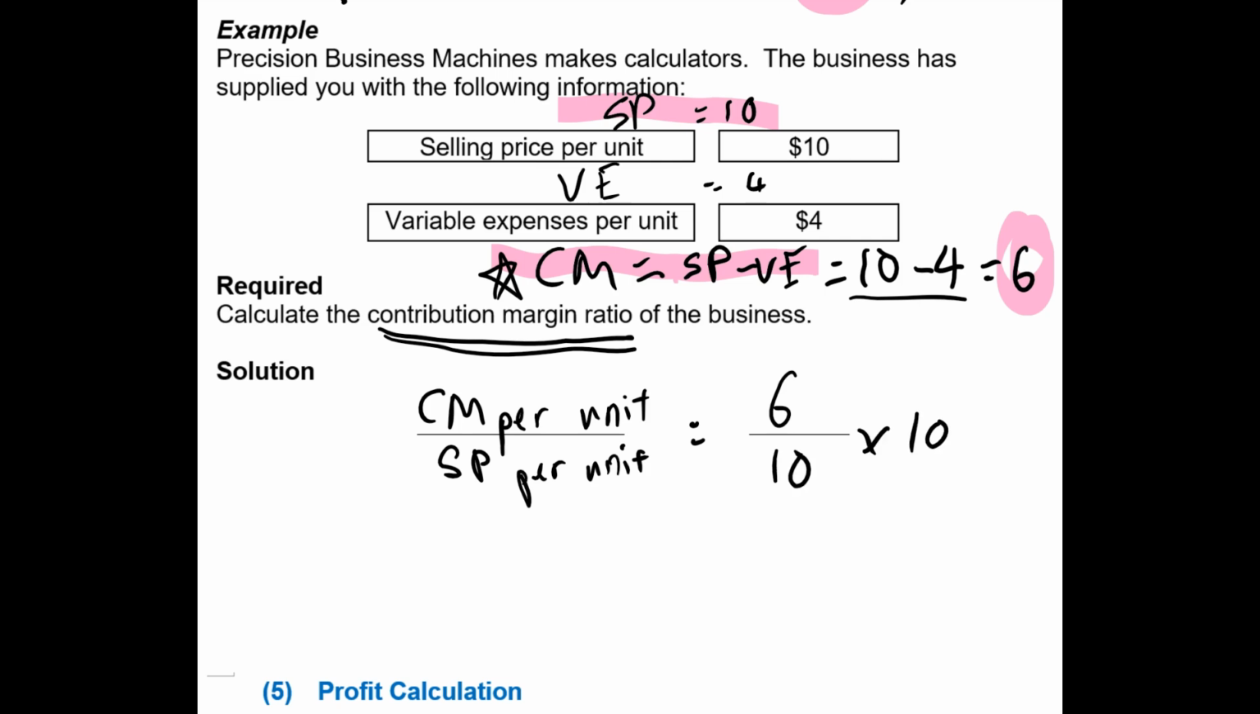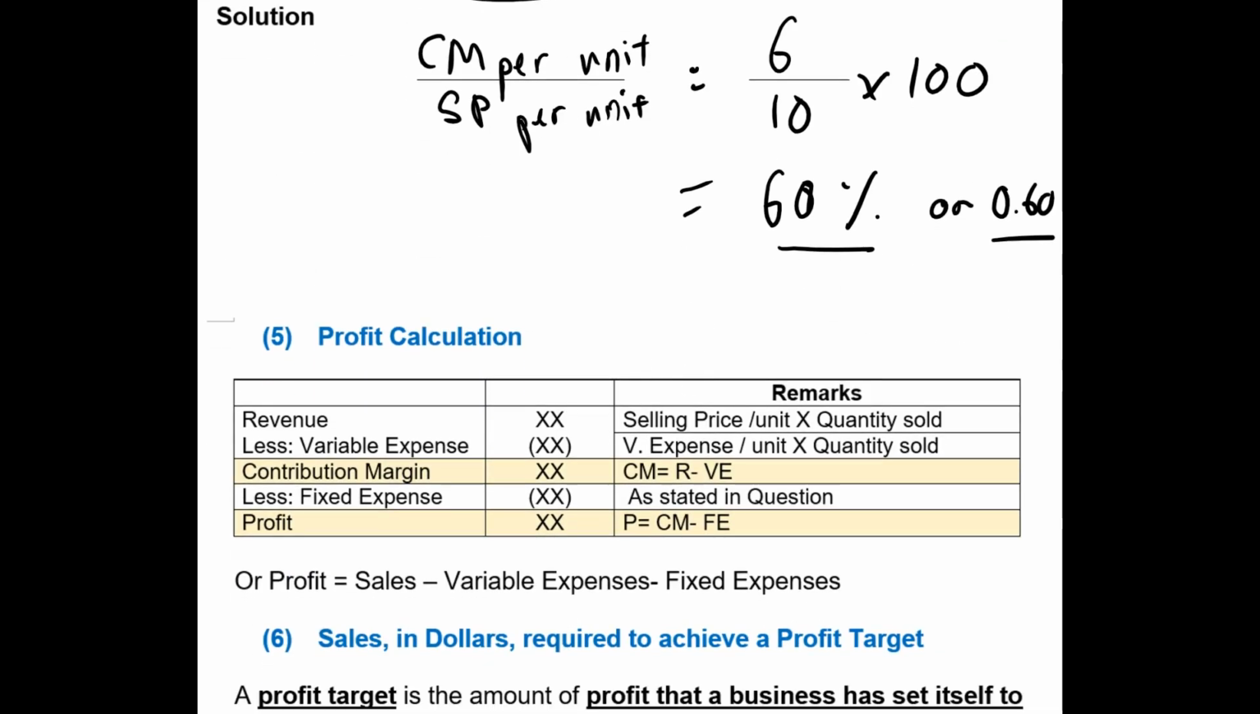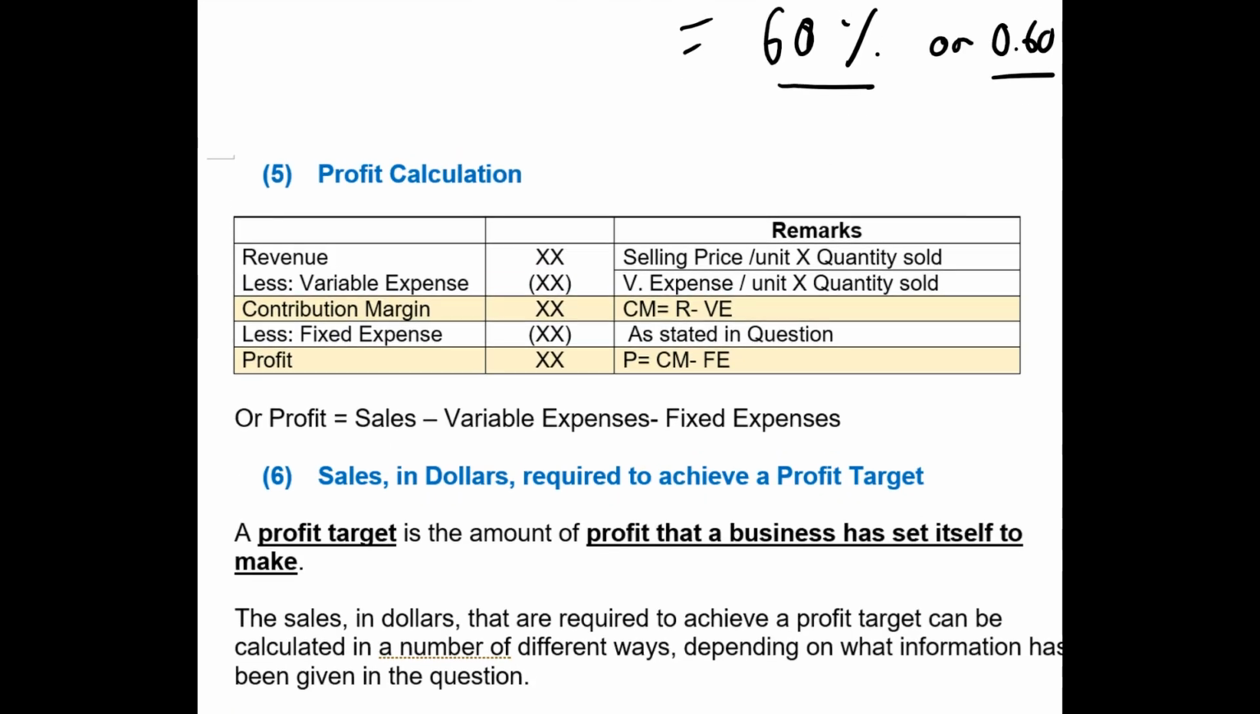Then you have to times with 100. So your contribution margin ratio equals 6 divided by 10 times 100. So this will be 60%. Or you can show it in decimal places, 0.6. So there are two ways of interpreting this. You can either show it in percentage or you can show it in decimals. Now next one, I'm going to teach you how to calculate the profit.